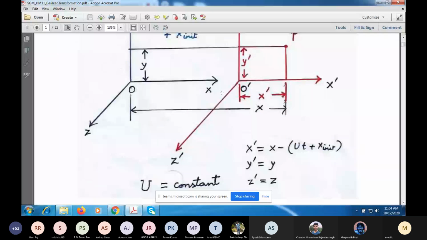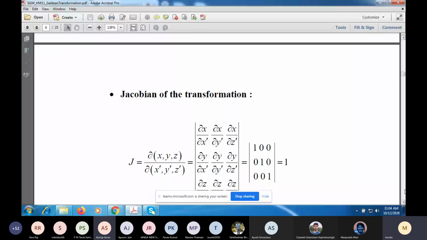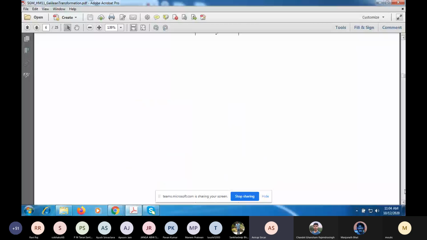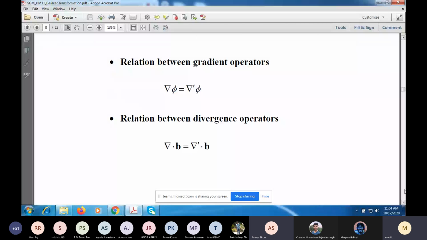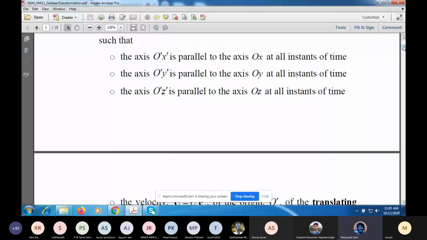Now, we have gone through this before, but I want to. Sir, the screen still isn't visible. Pardon? The screen still isn't visible. Now it's visible, sir. Yes, okay.